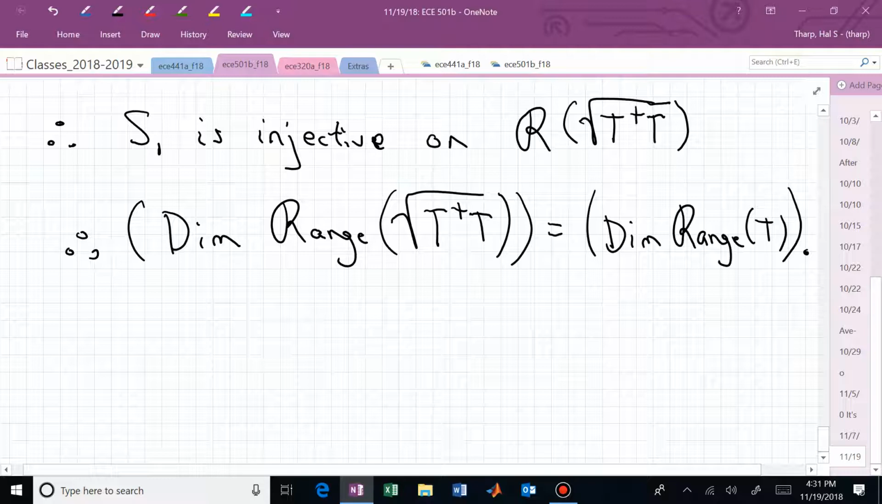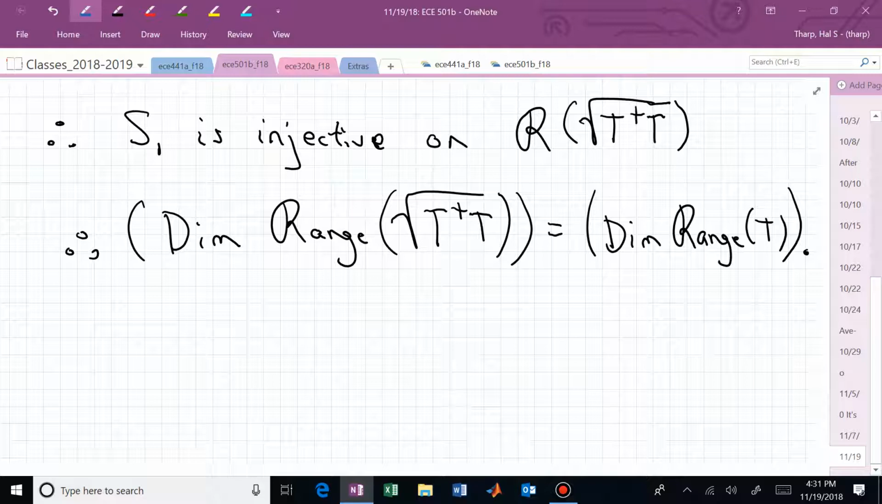If that's true, if these two dimensions are equal, what can we say about their orthogonal complements? We're dealing now with finite dimensional vector spaces. Let's say that our vector space V is 10, and the range of T, let's say, is 6. Then the dimension of the range of T is 6. What's the dimension of the orthogonal complement of the range of T? 4.